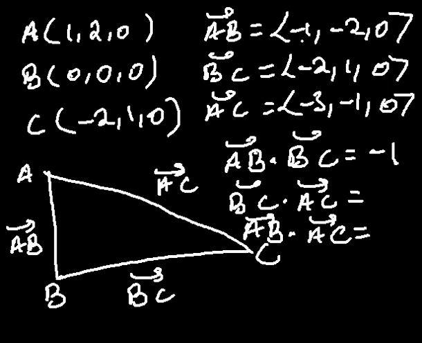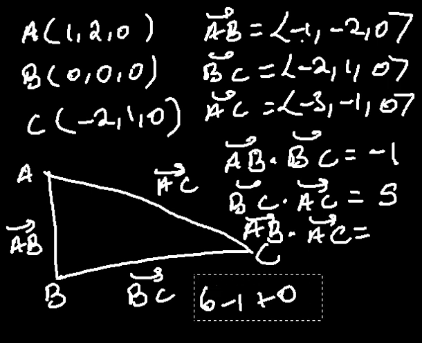Now the dot product between vector BC and AC. Negative 2 times negative 3 is positive 6. And positive 1 times negative 1 is negative 1. And 0 times 0 is 0. This is giving us 5.